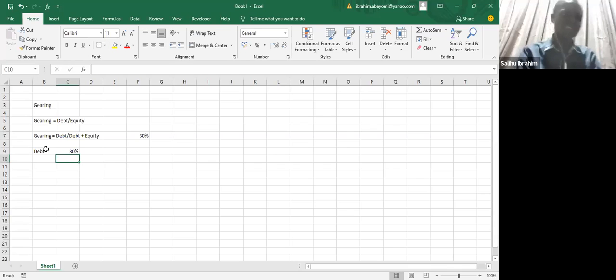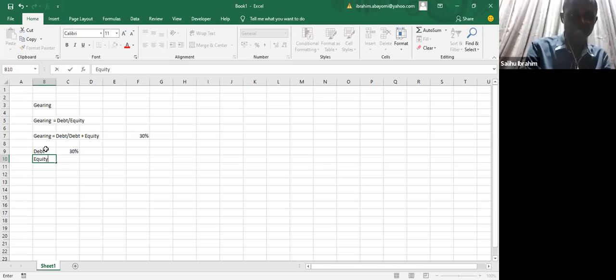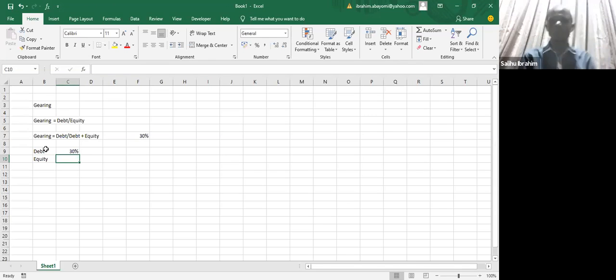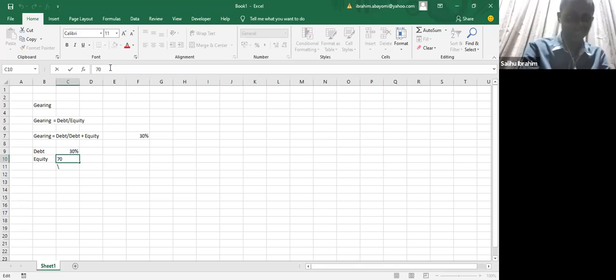Now, the rule is that the denominator here, debt plus equity, must sum to 100. So, if my denominator comprises debt and equity, and debt is 30, obviously, my equity will be 70. And the total will now be 100. That is for the first one. I believe that is clear.